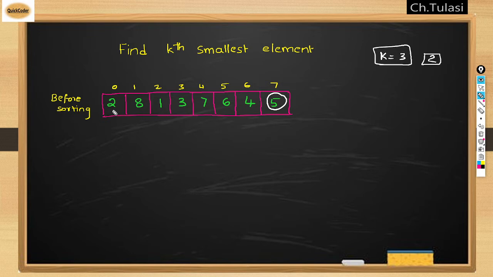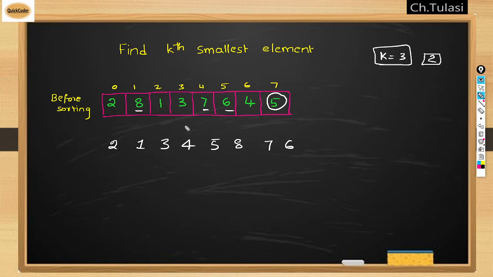2 is smaller than 5, so I will place it here. 8 is larger, so let's mark it. 1 is smaller, 3 is smaller, 7 is larger, 6 is larger, 4 is smaller, and then write 5. Then write the marked elements again after it. If you trace the code with the partition function, you will get the same array.